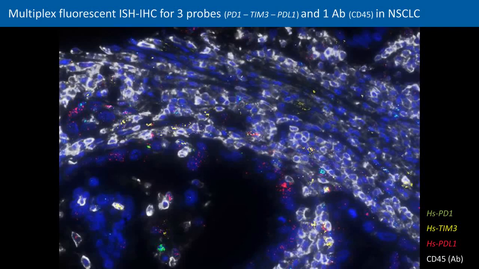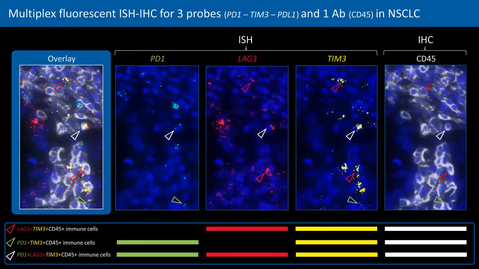As can be seen here for core 1A3, PD-L1 mRNA is visible in green, TIM3 mRNA is shown in yellow, and PD-L1 mRNA is visualized in red. And so these are 3 RNA targets that are combined with 1 antibody, CD45, and CD45 is shown in white in this image. We can also look at a close-up of this selected area, and it looks like this.